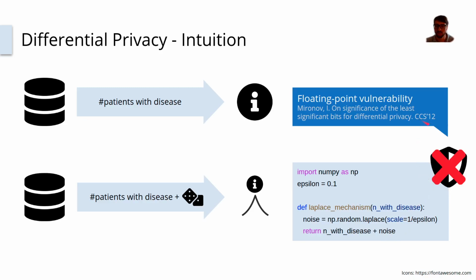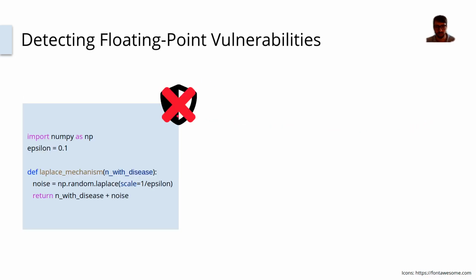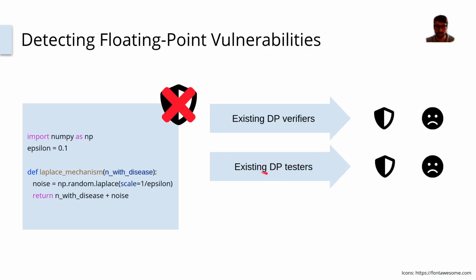Even though this attack has been known for at least 8 years, existing analysis tools cannot discover it. This means that if you analyze this code snippet using existing verification tools for differential privacy, they would incorrectly claim that this code is differentially private. Similarly, if you apply testing tools for differential privacy, they would not find any violations, leading you again to mistakenly believe that this code snippet is differentially private.